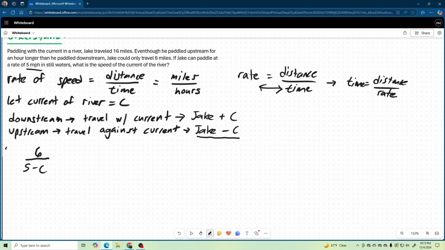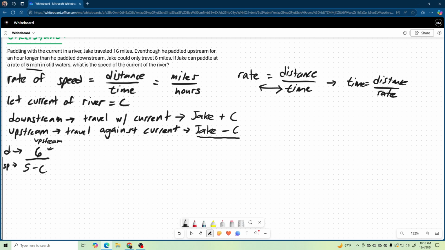Over here we have our time, so we have our hours, and then here we have our speed, our rate. Our rate is 5 minus whatever that current is. Now, remember, this is the time that he was traveling upstream. Upstream, he traveled 6, or this is distance. I don't know why I put h for hours. This is actually in miles, so this is our distance. Distance divided by rate. Our time is our distance, which is 6, divided by our rate. So this is the little equation for our upstream.